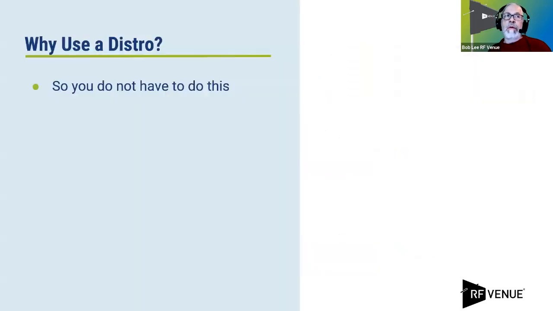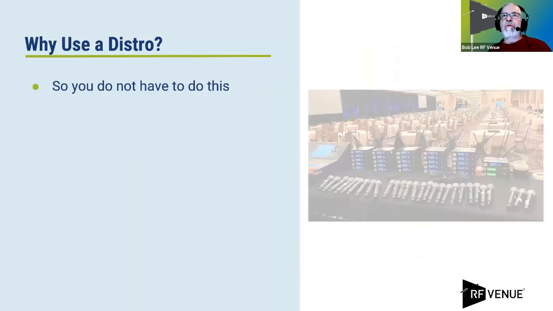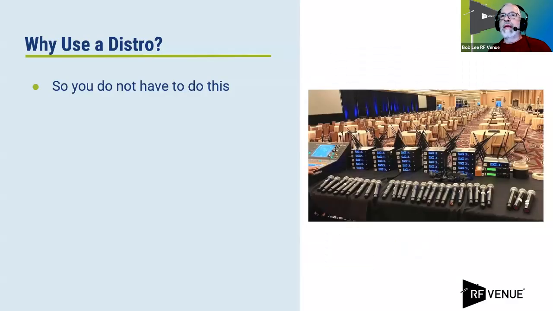So why use a distro? It's so that you don't have to do this. This is a mess. I think a lot of us have seen maybe smaller versions of this, maybe 5 or 6 receivers stacked up in a nightclub or a restaurant or something like that, and just the whip antennas out of the box stuck onto the back of the receivers, and they're all tangled together. They're interfering with each other. This is a hot mess.